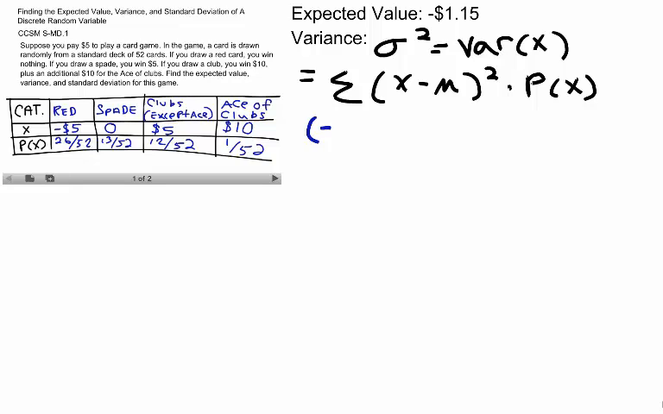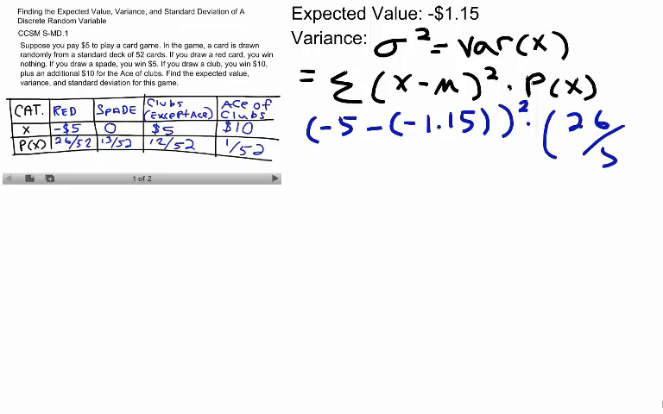Our first x is negative 5, so we take negative 5 minus negative 1.15, square the result, and multiply it by the corresponding probability, which is 26 divided by 52. And as we work these out, we'll use the decimal approximations for the answers. So we have 7.41125. I usually don't round very much when I'm working on expected value problems until I get to the end.